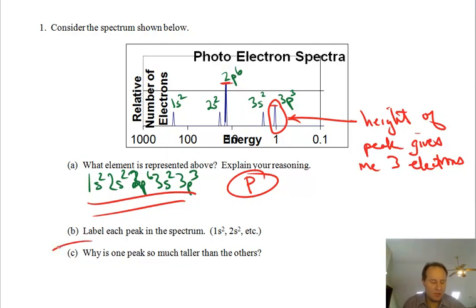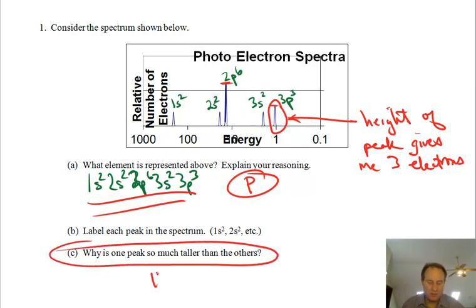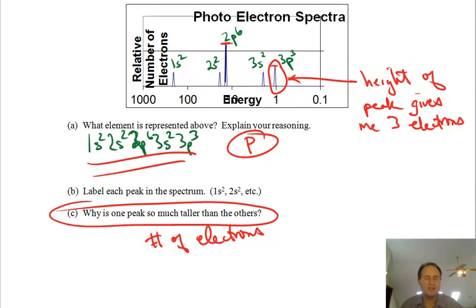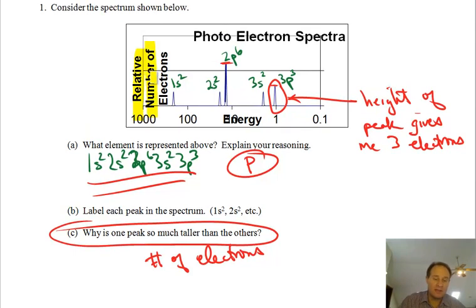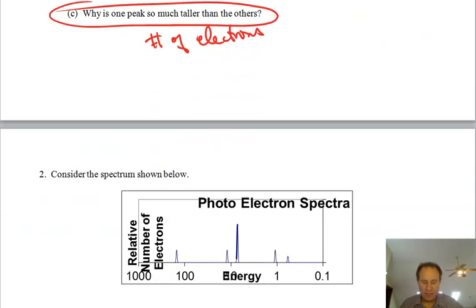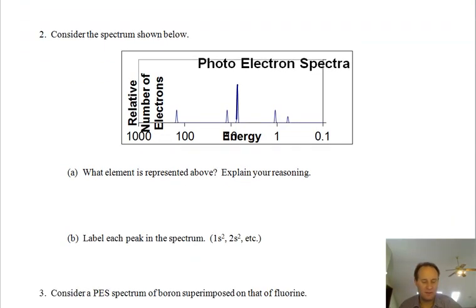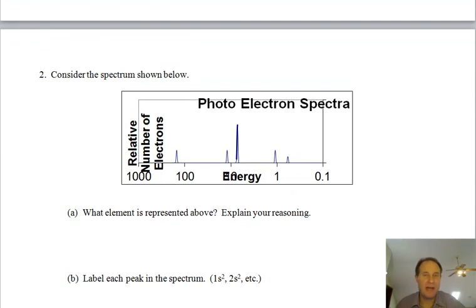Why is one peak so much taller than the others? It's due to the number of the electrons. And so the 2p6, you would expect that to have a much, much taller spectral peak there. Because the y-axis here is the relative number of electrons. If we look here at this next one, again, same idea, and I would encourage you, if you're feeling pretty good about this, go ahead and actually stop this and see if you get the same thing that I get.